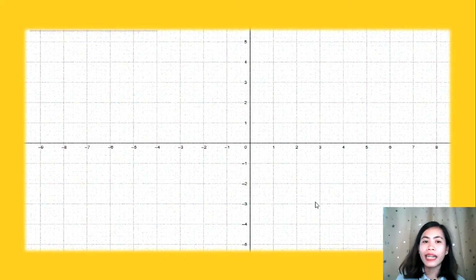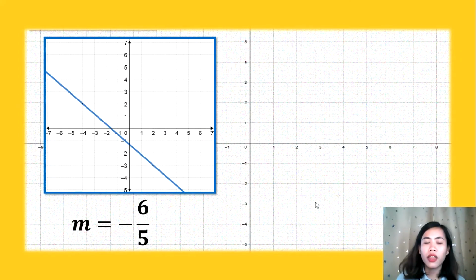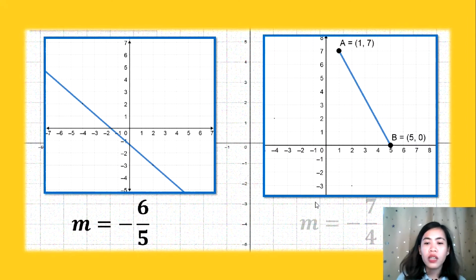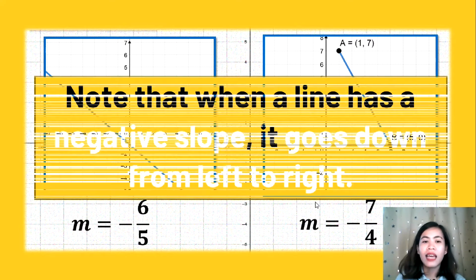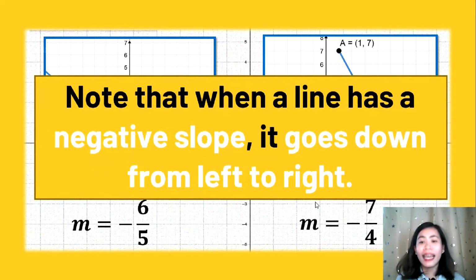And again, summary ng ating third and fourth examples. So, ito yung graph nila at saka yung given slope. Kung napapansin ulit natin, halos parehas yung direction ng ating graph and at the same time, parehas negative ang slope nila. So take note that when a line has negative slope, it goes down from left to right.